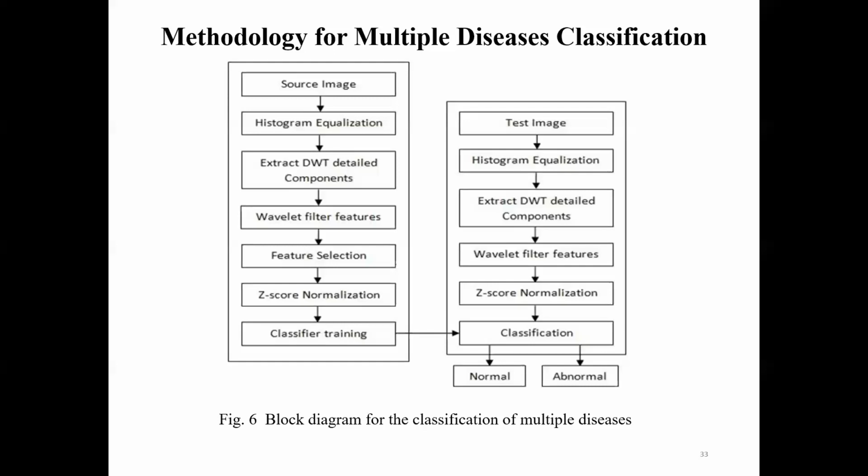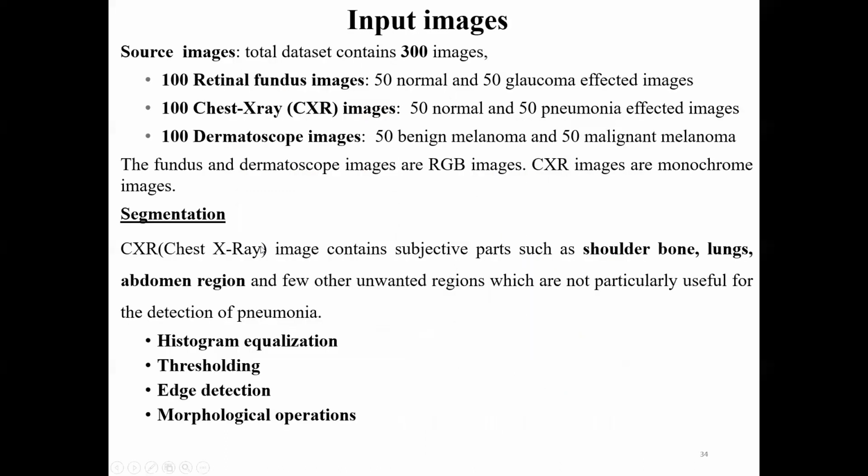100 retinal fundus images, out of which 50 are standard normal fundus images from the digital retinal images for vessel extraction, that is called the DRIVE database. We have the STARE database. So from the standard databases, the source images are taken. Here you may observe that the fundus and dermatoscope images are RGB images. Chest X-ray images are monochrome images.